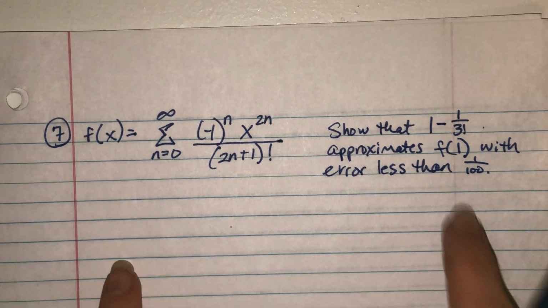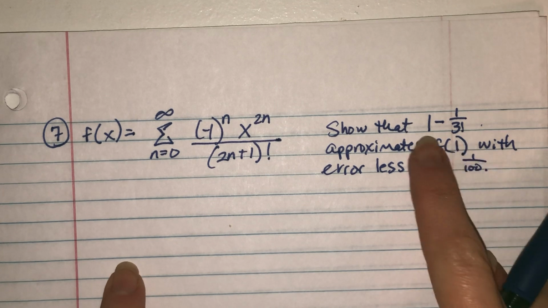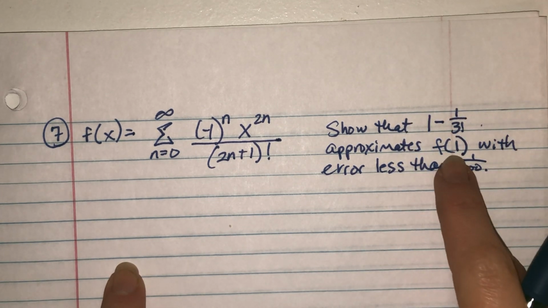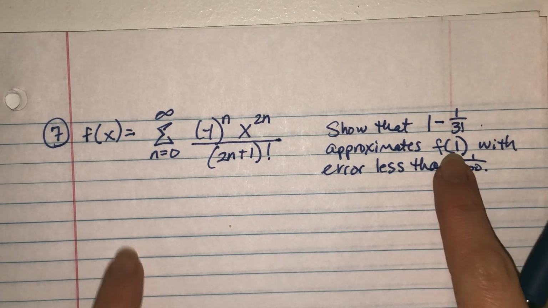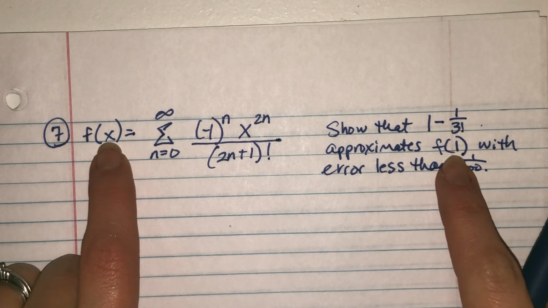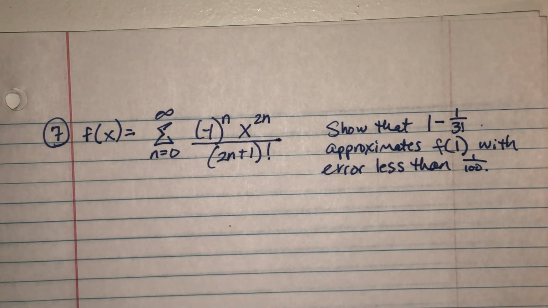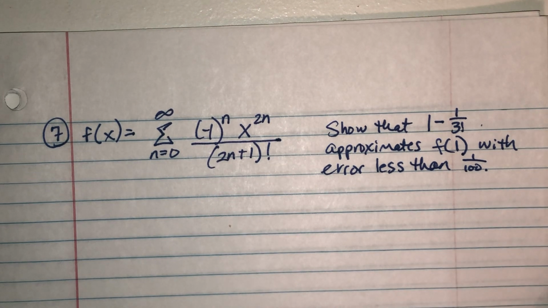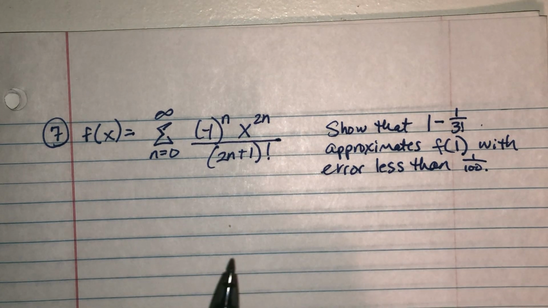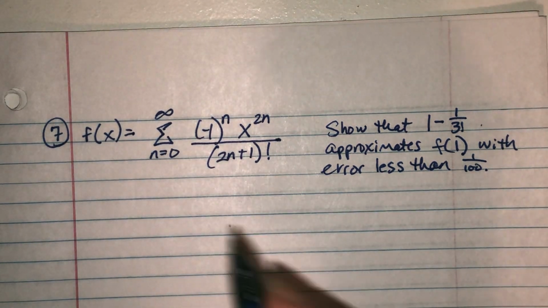So they're saying they want us to show that this value right here approximates f of 1. So if I were to use a 1 for my x, with error less than 1 over 100. So exactly how would that work? Well, let's first spell out this series, the first few terms.